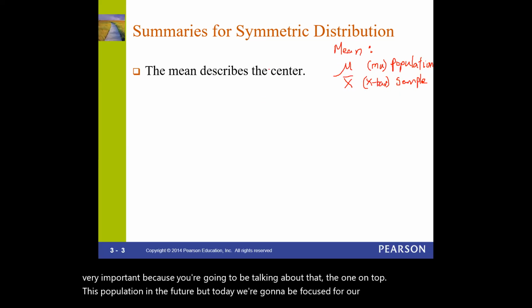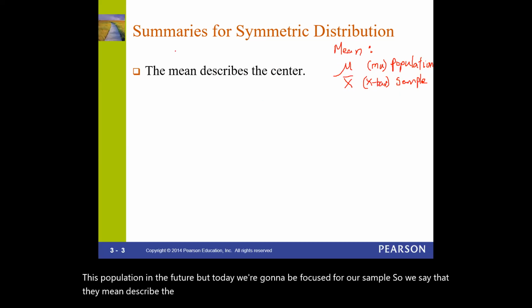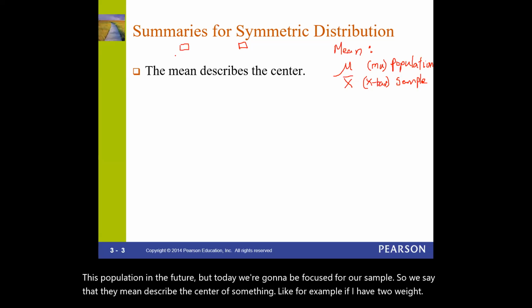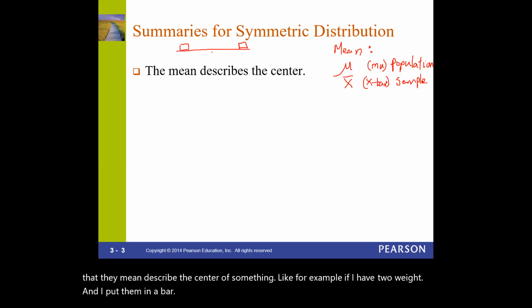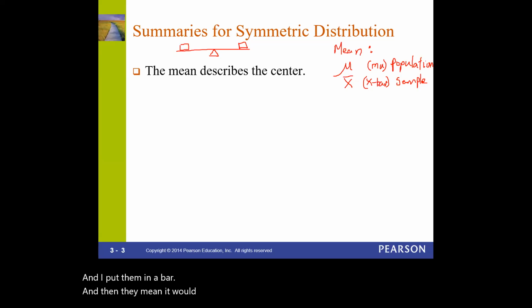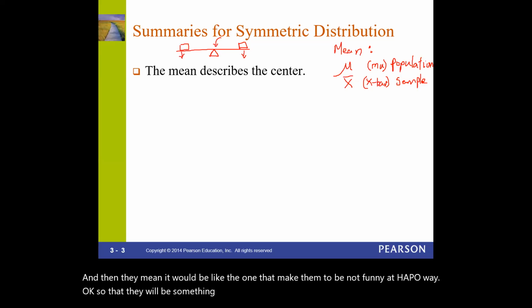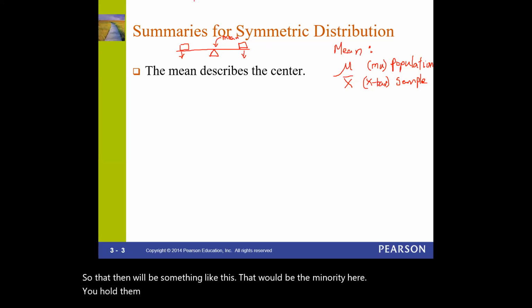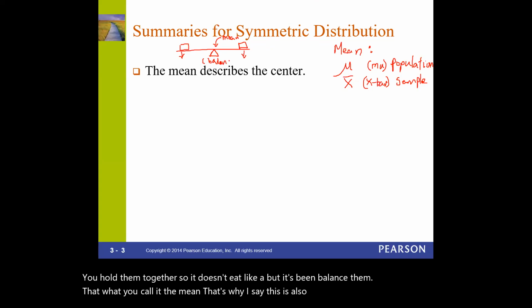So we say that the mean describes the center of something. For example, if I have two weights and I put them on a bar, the mean will be the point that keeps them from falling away. The mean will be something like this, right here. You hold them together, so it balances them. That's why I say this is also a measure of center. It balances everything. It balances the data.